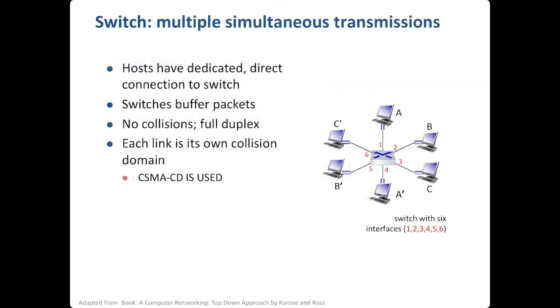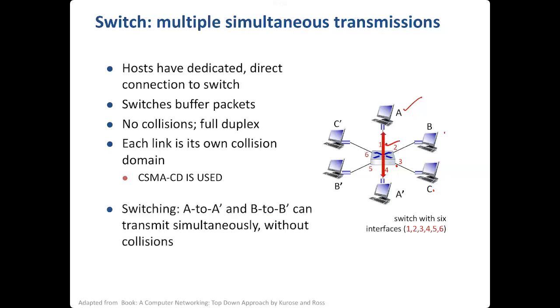So look at this one. Let's assume that these are the addresses A, B, C, A dash, B dash, C dash, or you can number it the way you want, A, B, C, D, E, F, G, H, or whatever. And this machine A, or we can say the machine with MAC address A, is connected to port 1 of the switch, B is connected to port 2, C is connected to port 3, A dash is connected to port 4, B dash is port 5, and C dash is port 6.